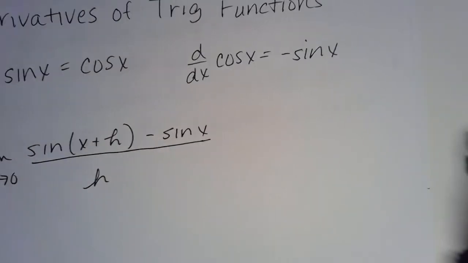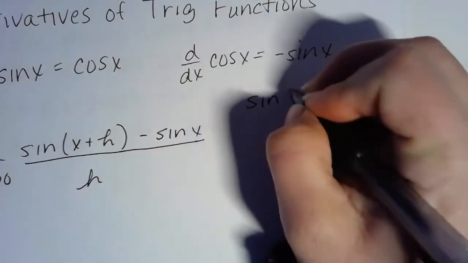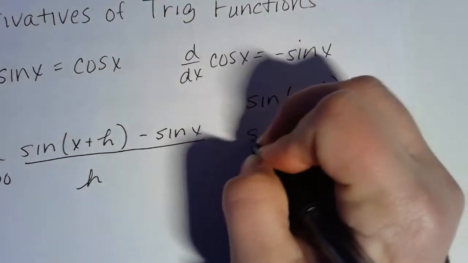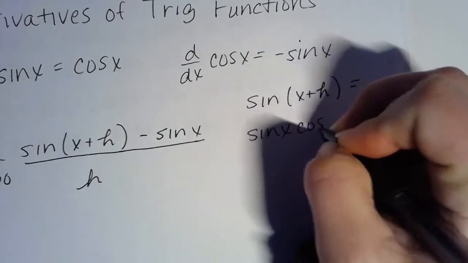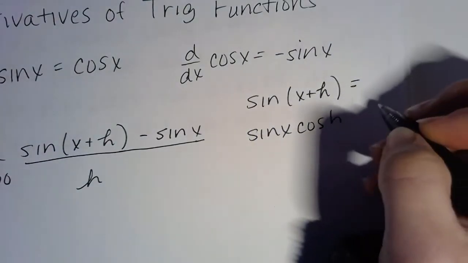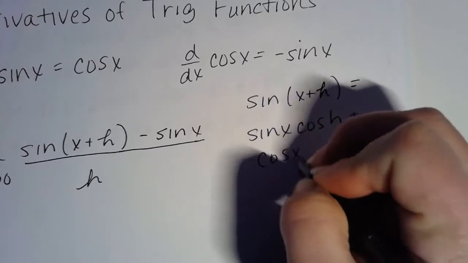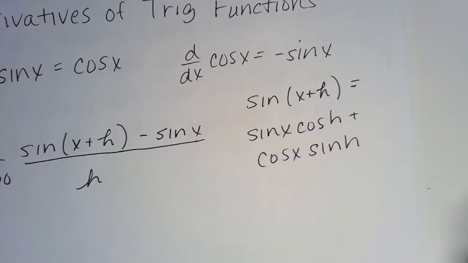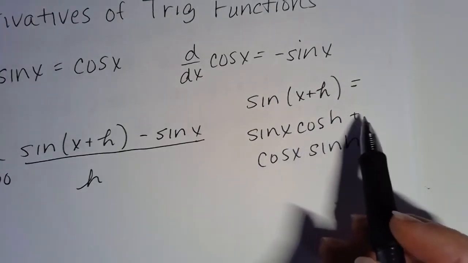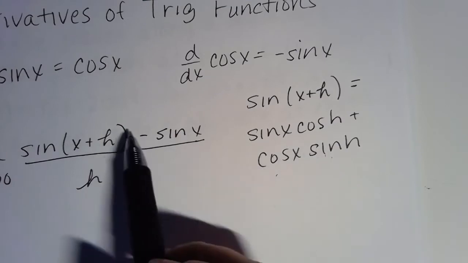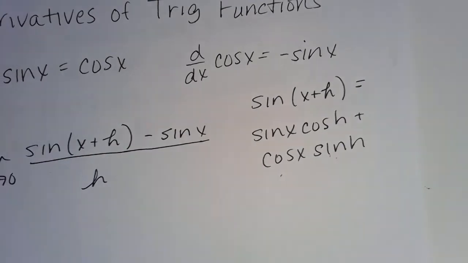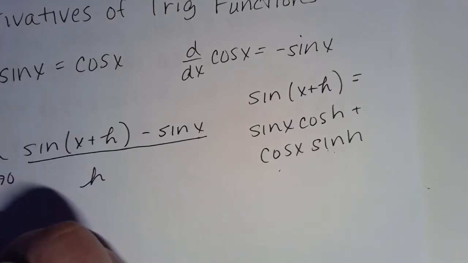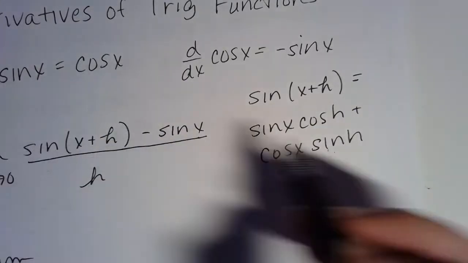So there's a trig identity that says that the sine of x plus h is equal to the sine of x times the cosine of h plus the cosine of x times the sine of h. Okay, so sine of x cosine of h plus cosine of x sine of h. So we're going to replace this with this now, okay?